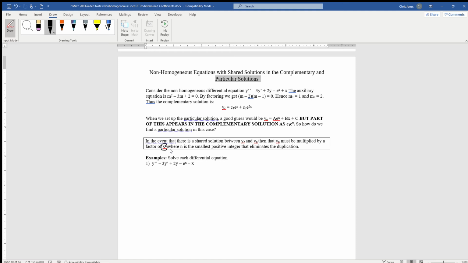So basically, if the solution is repeated once, then you just go through and multiply by x. If it's repeated twice, it would be by x squared. You just keep trying to multiply by a factor of x until you get to something that's unique. All right, and I'll show you what I mean once we go through our examples.